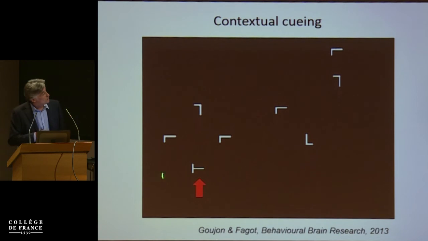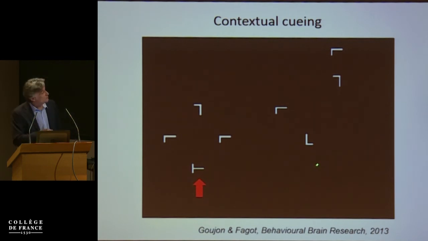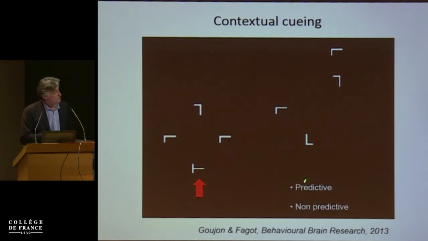This is an experiment on attention, and it is relatively easy for the baboon. You have to find a target, which is a T-shaped letter. There are some distractors here, and there is a target here. Once you have seen the target, you have to touch it. There are two conditions in this experiment: the predictive condition and the non-predictive condition. In the predictive condition, the location of the distractors will tell you where the target is, because whenever you have this given background, the target will always be at a given location. So these two levels, background and location of the target, are correlated. In the non-predictive condition, there is no mapping at all between the location of the target and the structure of the background.